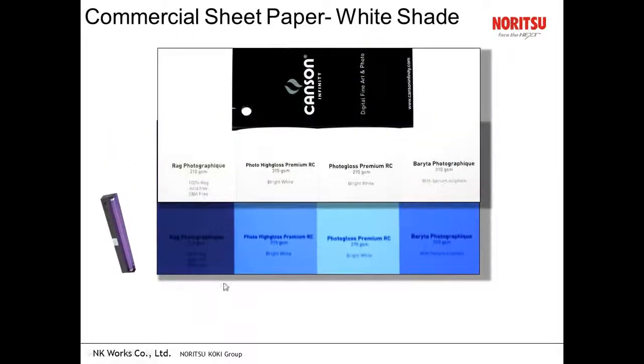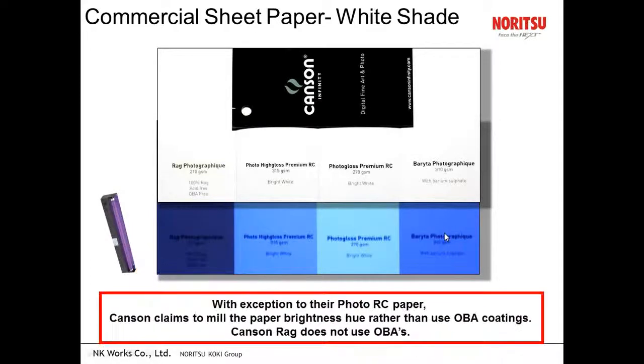And we could see that indeed this paper that they say is OBA free probably does not have any optical brighteners in it, because when I shine that black light on there, the UV light, I do not get very much reflectance. And we can see that their photo grade paper is highly reflective. So indeed they have a lot of optical brighteners in their photo paper. Their Burita paper is much lower in optical brighteners than I would have expected.